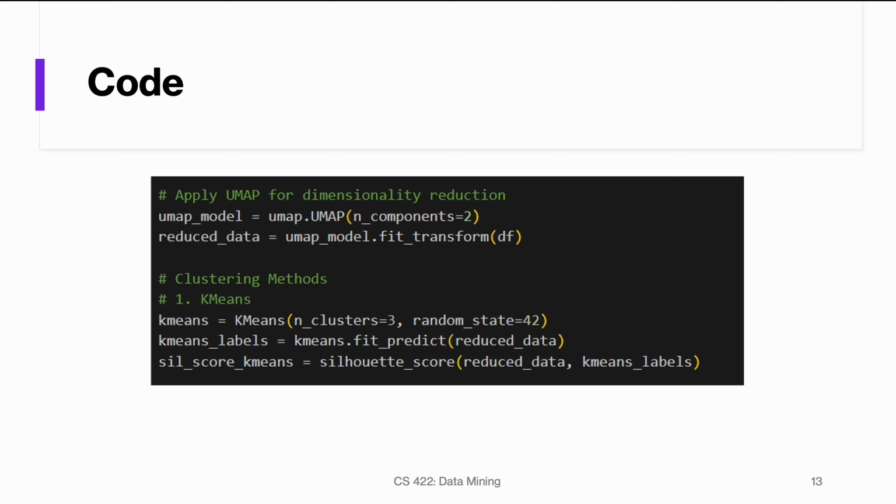About the code, we use the UMAP model for dimensionality reduction. We indicate 2 components, so we will reduce our data to 2 dimensions. Then later, to do the clustering with K-means, we indicate 3 clusters with a random state of 42. And we fit the 2-dimensional reduced data into the K-means model.